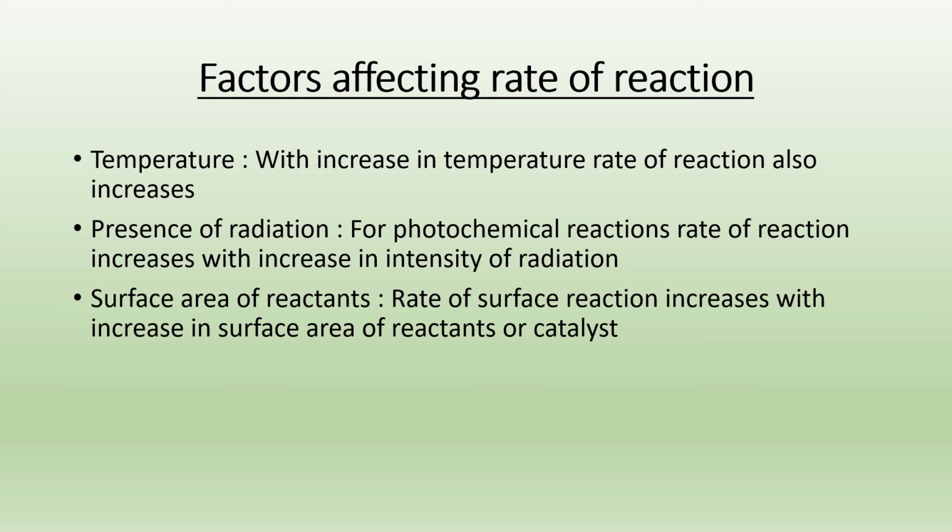Next is surface area of reactants. For surface reactions, the rate of surface reaction increases with increase in surface area of reactants or catalyst. Usually when we use a solid catalyst, its role is to provide a surface for the reaction to occur. So the catalyst provides a site for the reaction to occur. With increase in surface area of reactants or even the catalyst, we can have an increase in the rate of reaction for surface reactions. So these are the various factors affecting the rate of a chemical reaction.